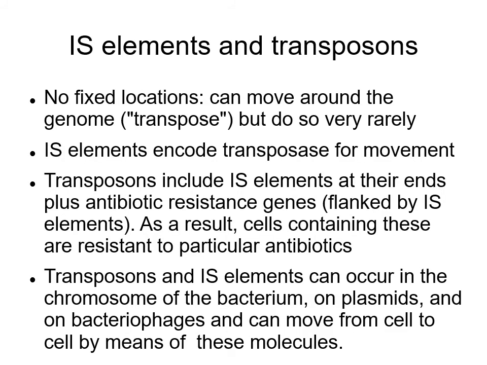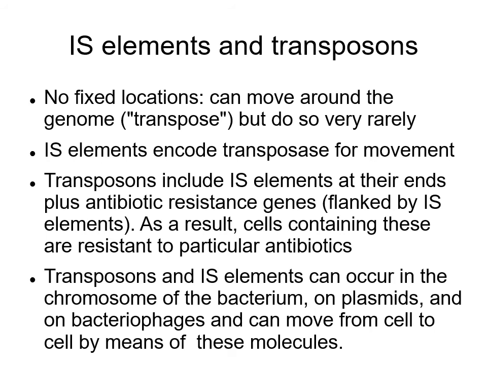All right, next in our quick tour, we have IS elements and transposons. So these are small molecules that can move around from one location in the genome to another. This is the process of transposition. Now they're unusual in that, different from phages and plasmids, they do not generally carry their own replication origin, but they can kind of hitch a ride on anything else that happens to be there. So they can be sitting in a plasmid, they can go into the chromosome if they so desire.